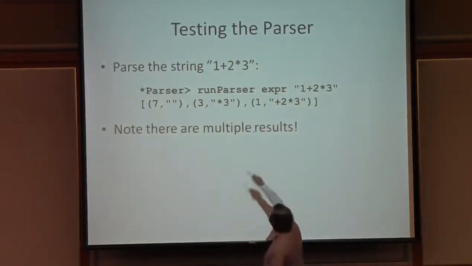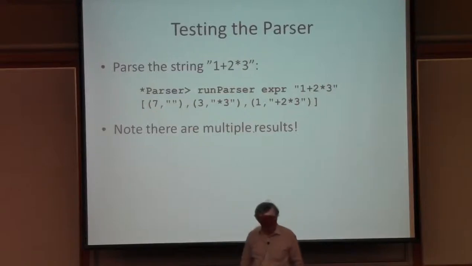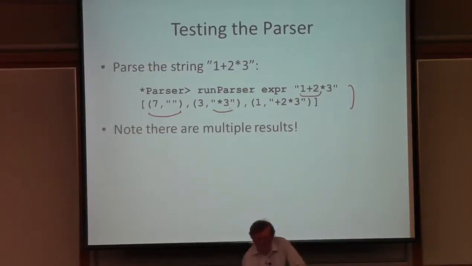If we try it out and parse the string 1 plus 2 times 3, for example, then this is what we get. OK, you might think that that string should evaluate to 7. Well, it does. There we are. It can return 7, leaving no input unparsed. So what are these other results doing there? Well, if parsing only accepts 1 plus 2, then it can return 3, leaving that part of the string unparsed. And parsing can also stop just after parsing the 1 and leave that part of the string unparsed.